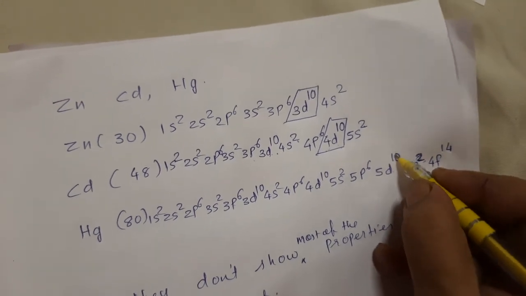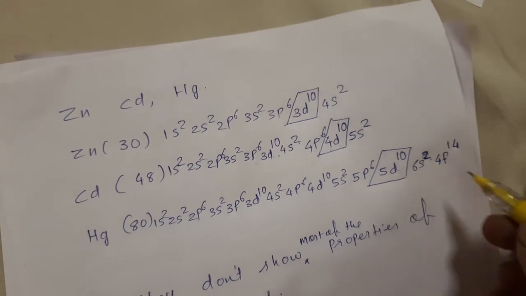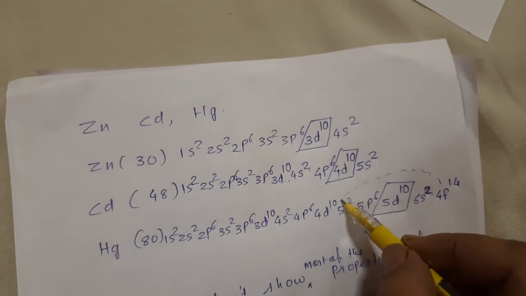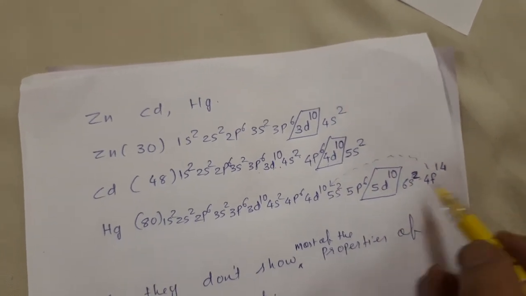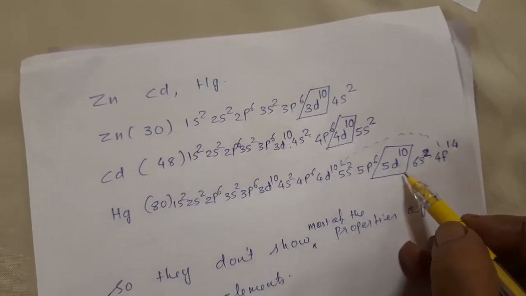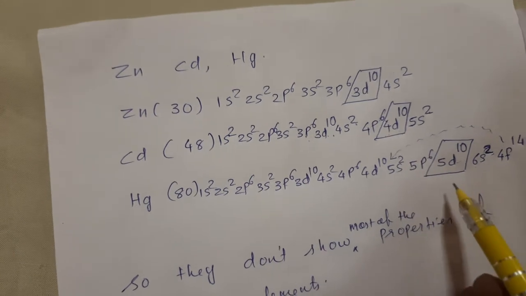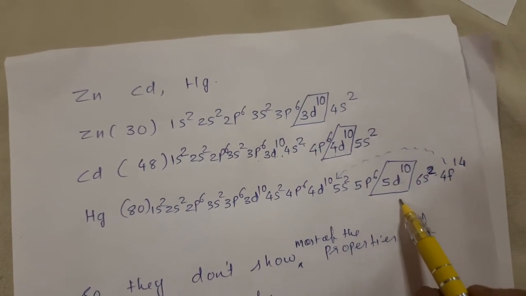5d10. Again the d orbital is completely filled. If you have to rearrange this, you should pick up the 4f and write it near 4 family. Okay. But anyway, right now I have to show that 5d10 is there. So if you notice 3d10, 4d10, 5d10, these three have completely filled d orbitals.